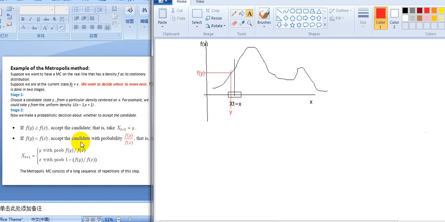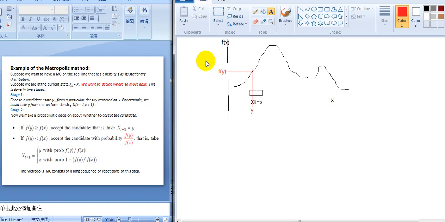Then we accept the candidate with a probability, f(y) divided by f(x). This ratio is always bigger than 0 and smaller than 1. That means my next step x_{t+1} equals y with probability equal to this ratio, or it equals the original value x with probability 1 minus this ratio. You can see this is a probabilistic decision.